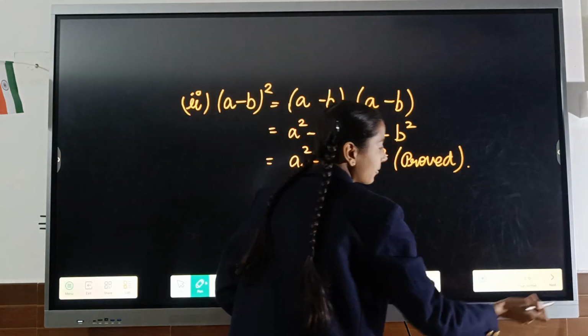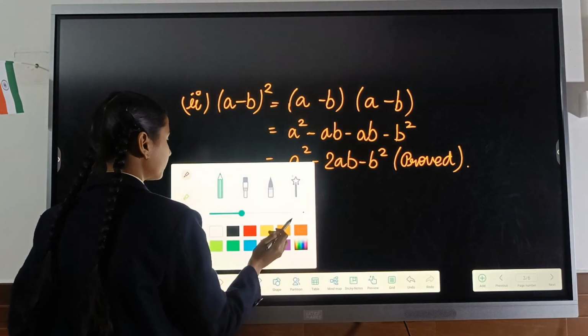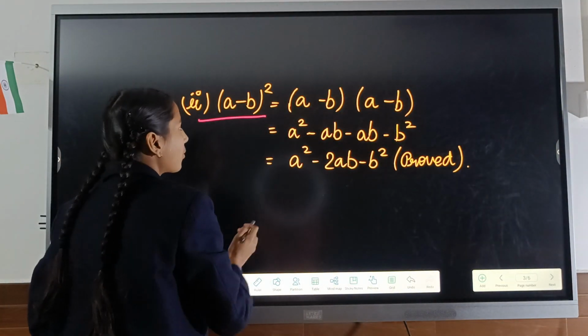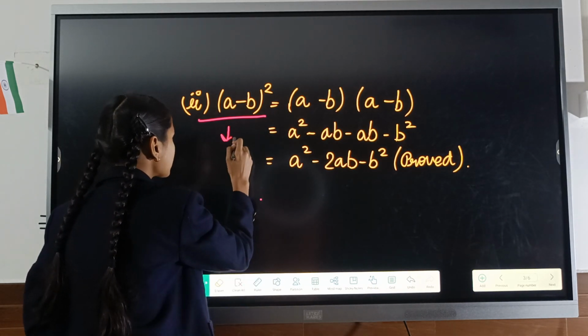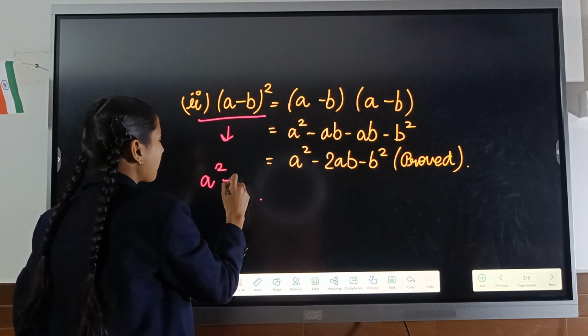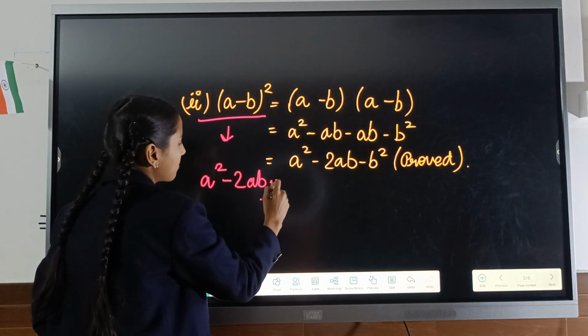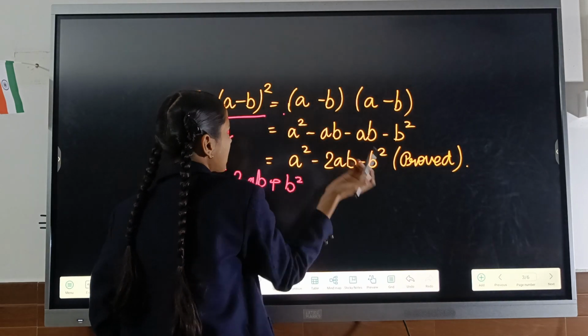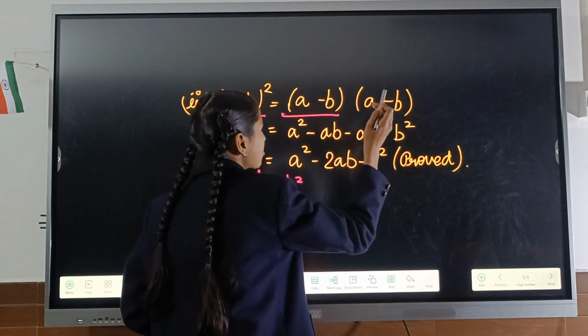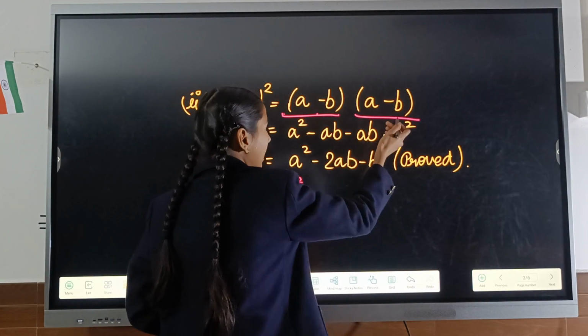The next formula is (a minus b) whole square. The formula of (a minus b) whole square is a square minus 2ab plus b square. So let's verify it. In the same process, we will write it two times: a minus b, a minus b.